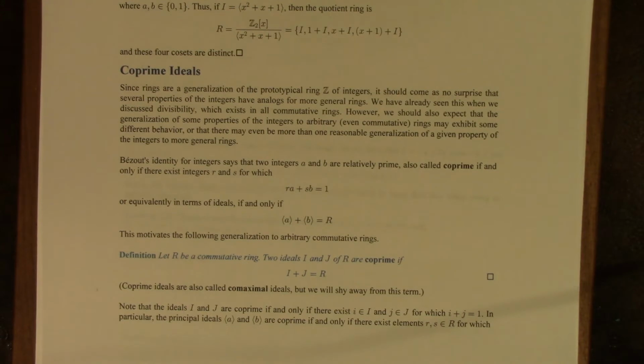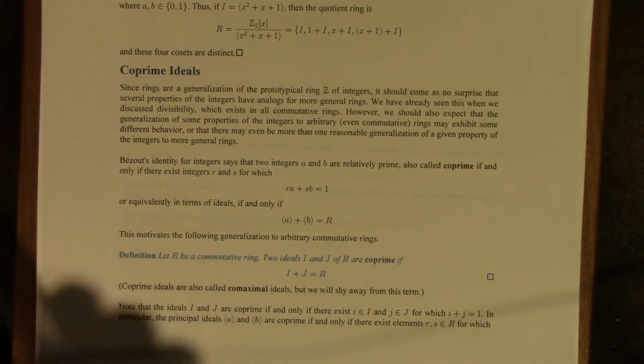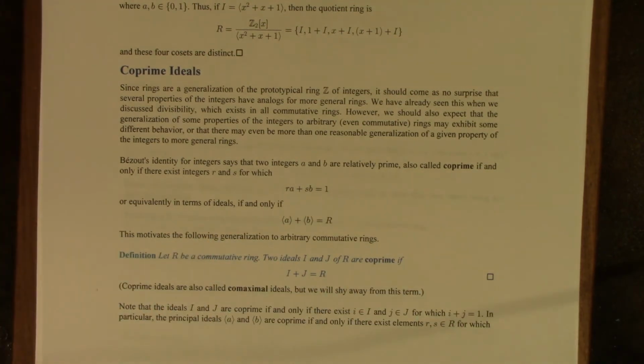And we've already seen this when we discussed divisibility, which does exist for all commutative rings. But we should also expect that the generalization of some properties of the integers to arbitrary rings, even commutative rings, may exhibit some, let's say, more erratic behavior, more unusual behavior, certainly a different behavior than it does for the integers. And also, we should expect that there's perhaps more than one way to generalize a property from the integers to more general rings.